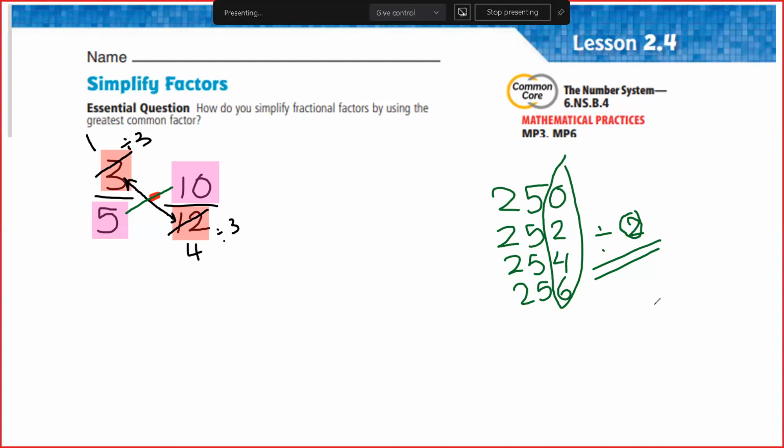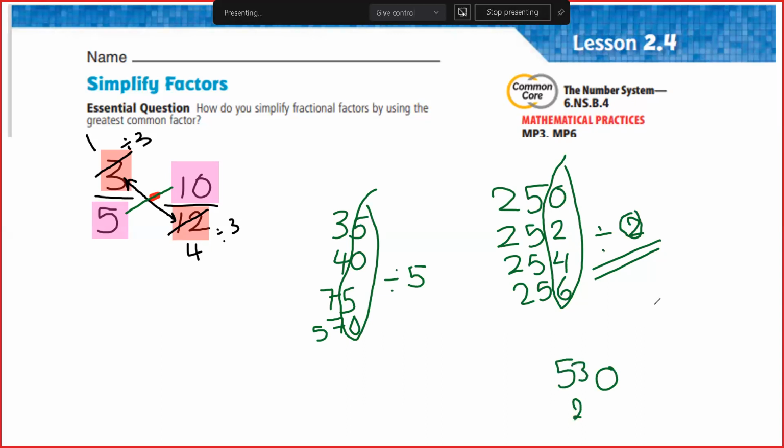So here, like 35, 40, 75, 570. Look at the last digits. They are 5 or 0. If the last digit is 5 or 0, it means it can be divided by 5. And the last one, if the number ends with 0, like 530, 200, 400, it means it can be divided by 10. Here we have a lot of divisibility rules, but this is the most important one.